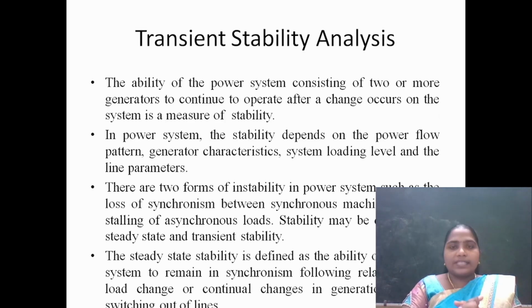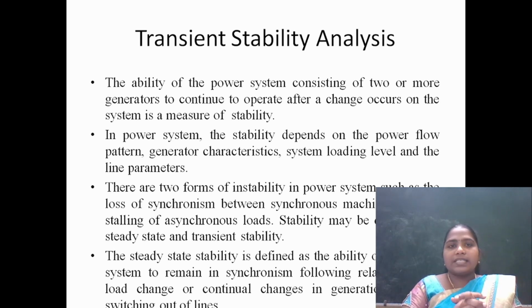Next is the transient stability analysis. Transient means changing of state, that is, within a short period the system will change from one condition to another. It is called a transient. In a power system, the stability depends upon the power flow pattern, generator characteristics, system loading level as well as the line parameters. And the stability can be divided into two types. One is steady state stability and the other is transient stability.